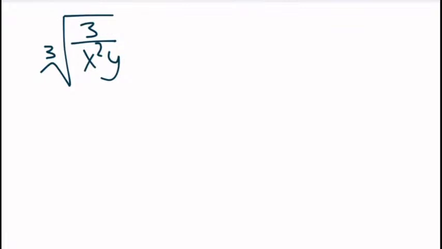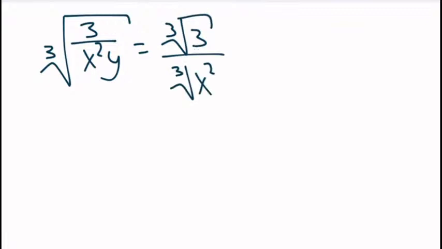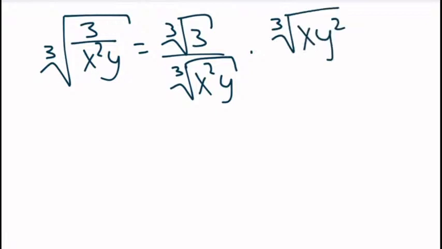Now let's try the cube root of 3 over x squared times y. So we're going to split the numerator and the denominator into their own radicals to make this a little easier. And because we need to rationalize the denominator, we see that it needs another x and 2 more y's. And so we're going to be multiplying by x times y squared.